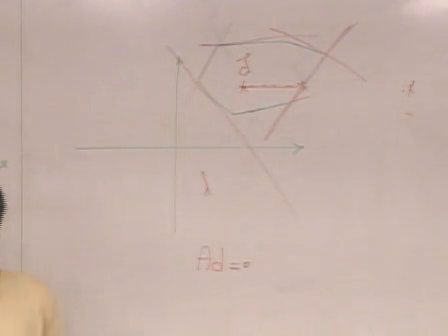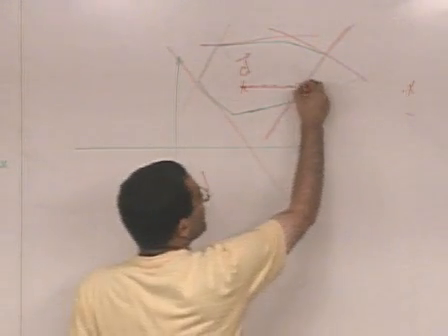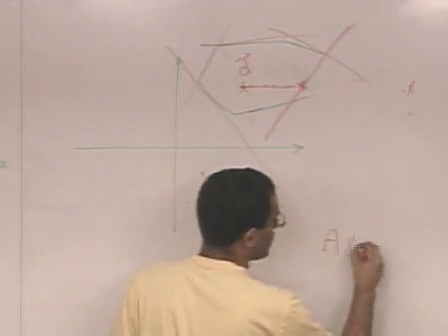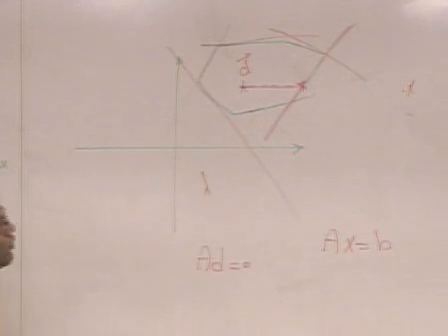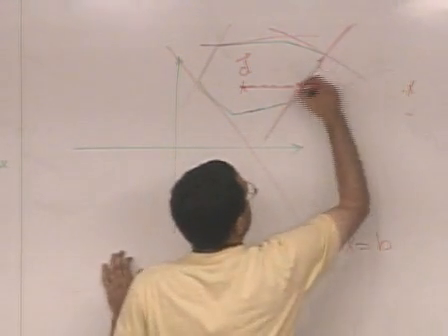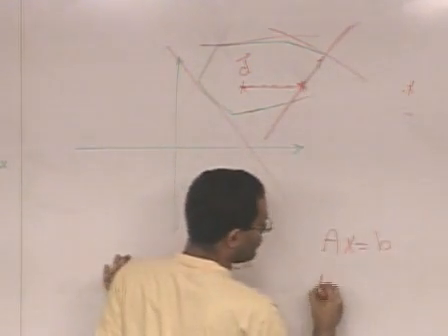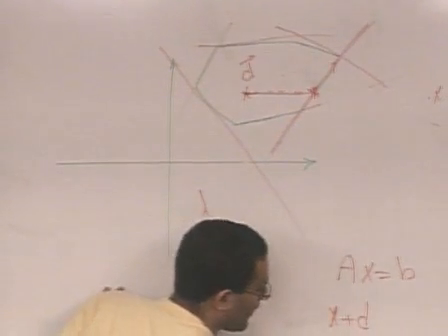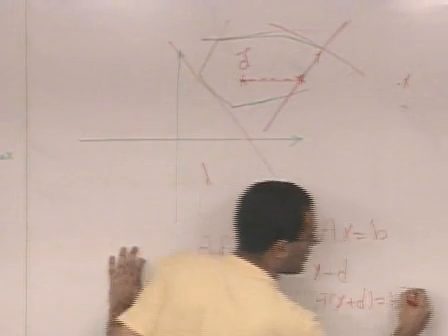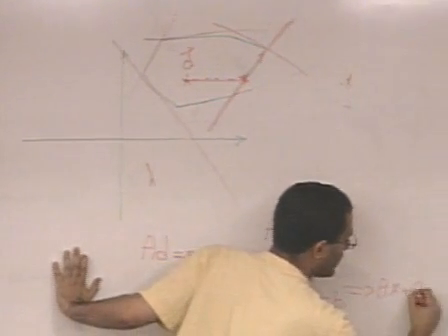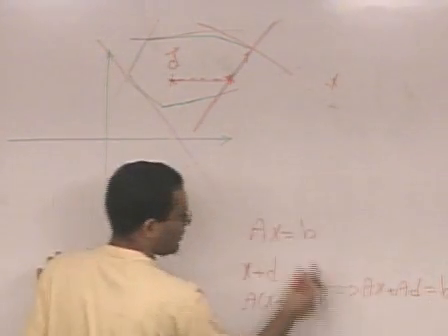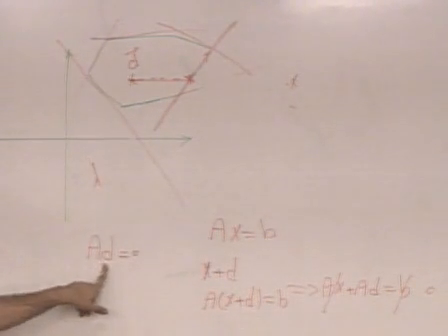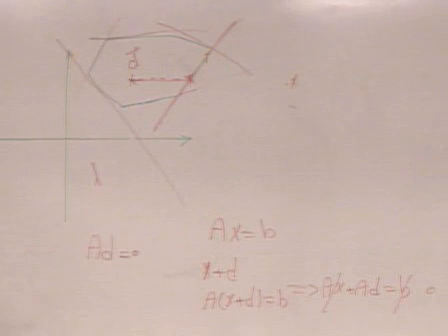Where did this Ad equal to 0 come from? We know that this point satisfied this set of constraints, meaning that Ax was equal to b. Now we want to go somewhere on this line, meaning that we want to go to x plus d, which is also on this line, meaning that A(x plus d) would also equal b, meaning that Ax plus Ad would equal b. But Ax was equal to b, so these two cancel out. This is 0. So that's where this constraint came from. So you put this constraint there, and then you solve the problem again.